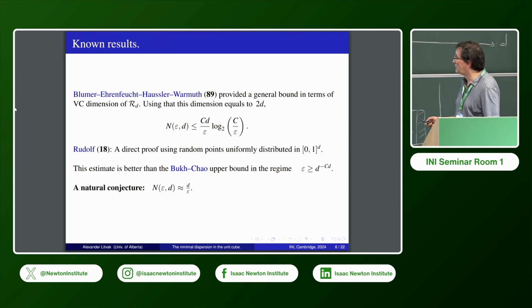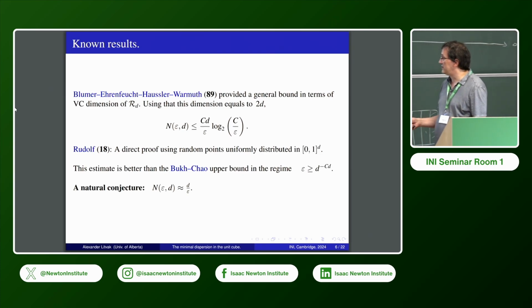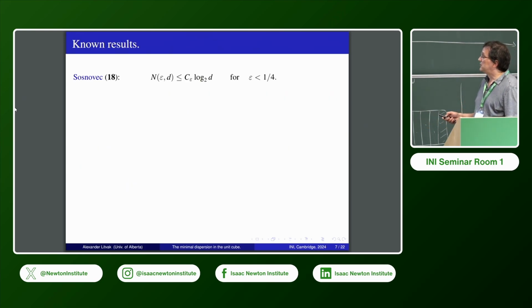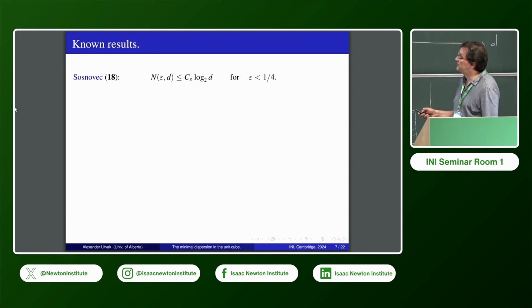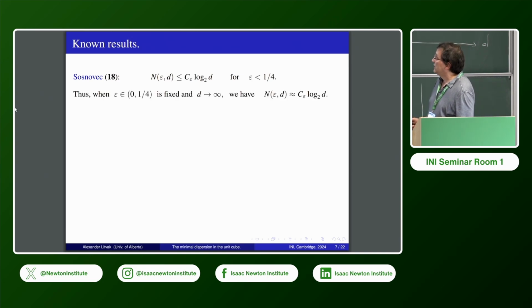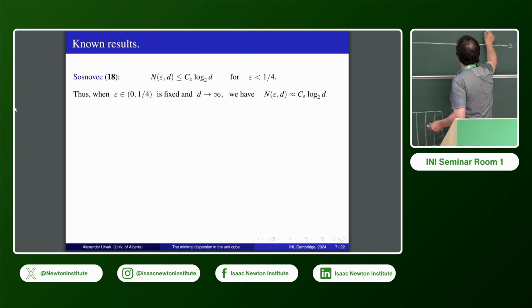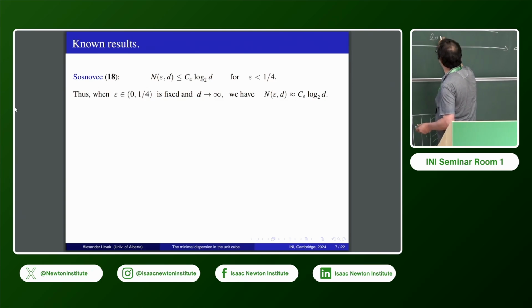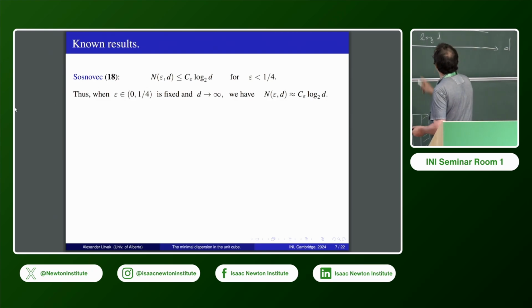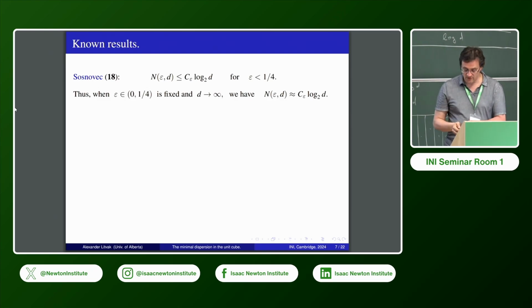So it was natural to conjecture, and it was conjectured at some moment, that n should behave as d over epsilon. But later it was proved by Sosnovec that in fact, if you don't care about epsilon, then the dependence on d is logarithmic. So if I fix epsilon in this plane, then I know that in this part it should be some logarithm of d. The question, of course, is what happens here, and that's what I want to discuss.